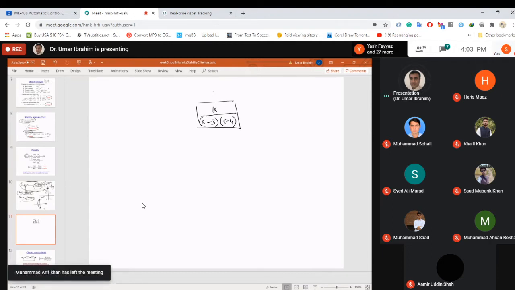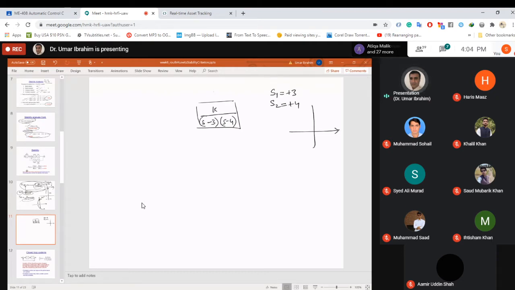Question number 1. Is this plant stable or unstable? It is unstable, because s1 is equal to plus 3 and s2 is equal to plus 4. If I plot it on the complex plane, it is 3 and 4.